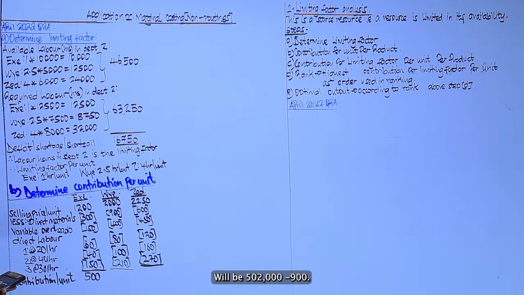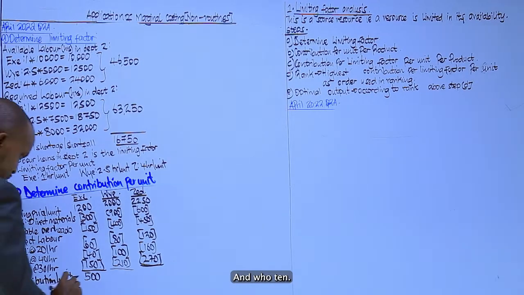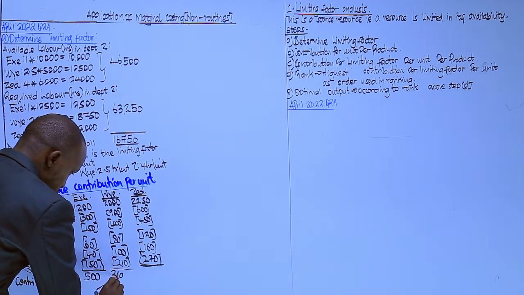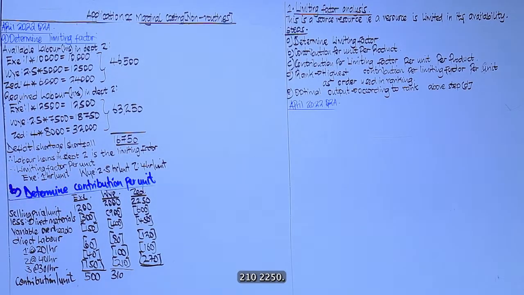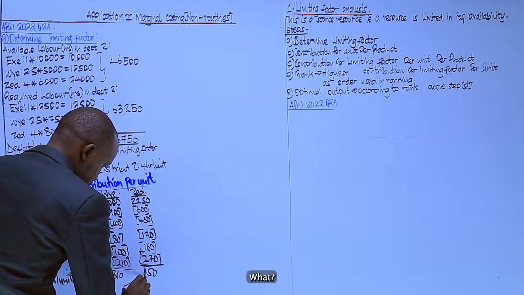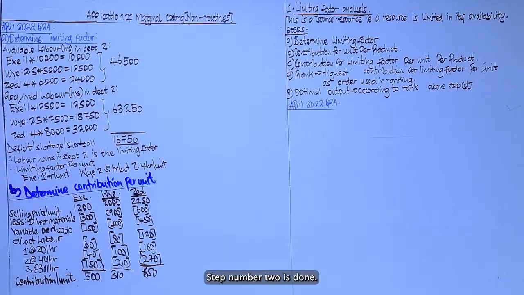For Y: 2000 minus 900 minus 400 minus 80 minus 100 minus 200 and 10, which is 310. For Z: 2250 minus 600 minus 450 minus 120 minus 160 minus 270. That must be 650. Step number 2 is done.